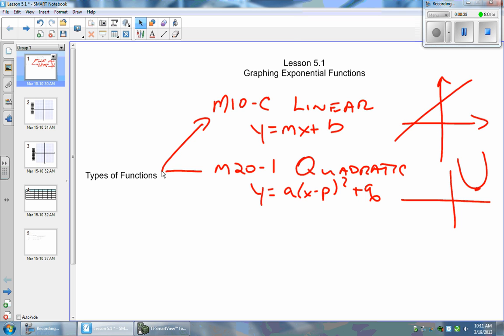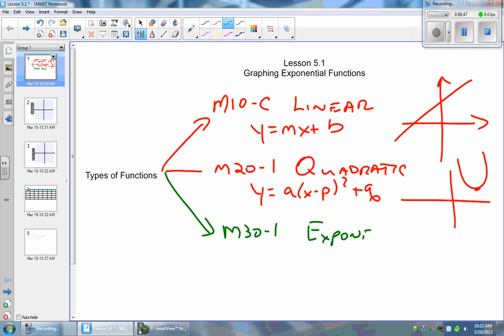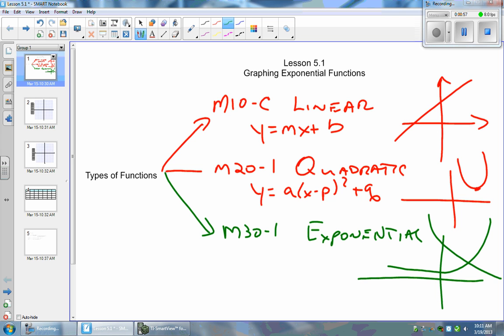The last one I want to look at here, and this is what you're going to do in Math 30-1, is something called exponential. Now, I'm not going to give you the graph of this yet, or the equation of this yet, but I do want to show you what the typical graph will look like. It'll look like that, or it'll look like this, which is really cool.